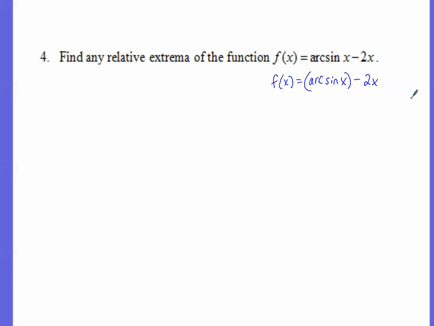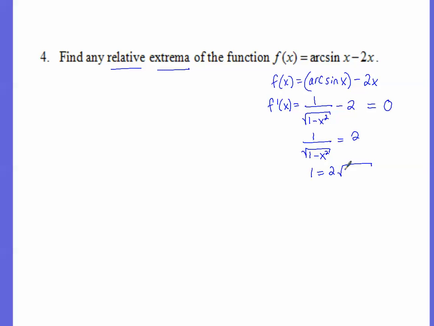So first, to find relative extrema, we take derivatives. So I'm going to find f prime of x. The derivative of the arcsine of x is 1 over the square root of 1 minus x squared. The derivative of 2x is 2. What do we do with our derivatives? Set them equal to 0 and solve for x. Let's watch how we do that. Add 2. Cross multiply, 1 equals 2 square root of 1 minus x squared. Divide by 2.